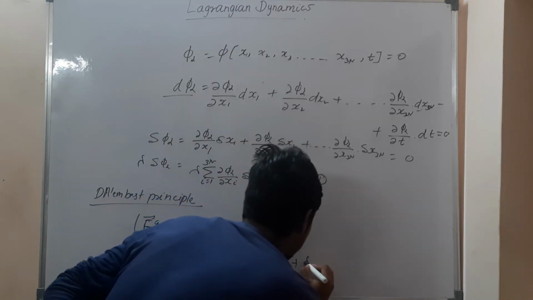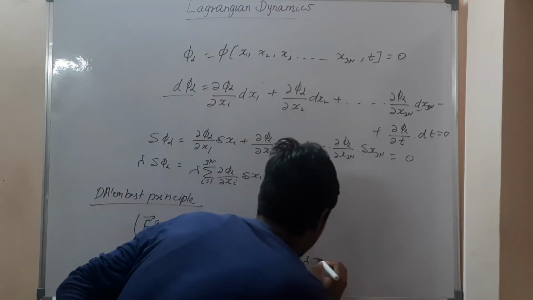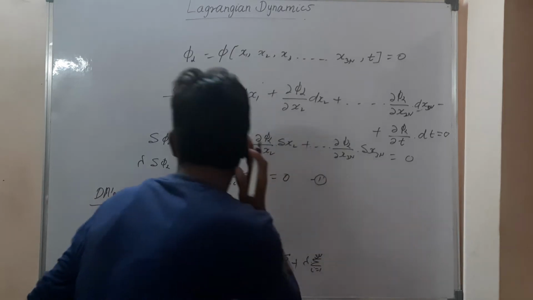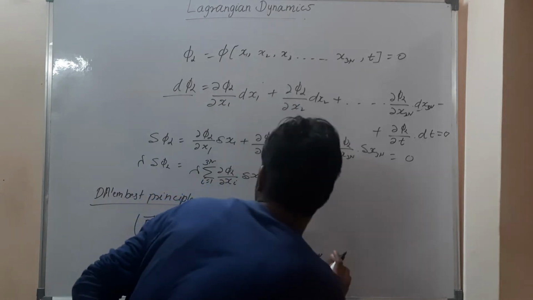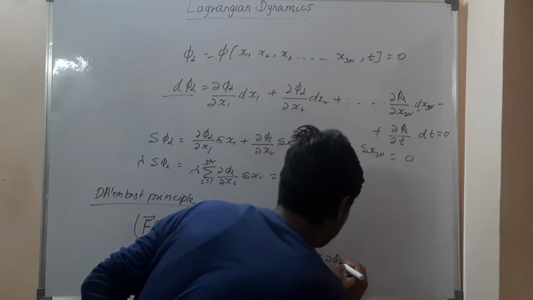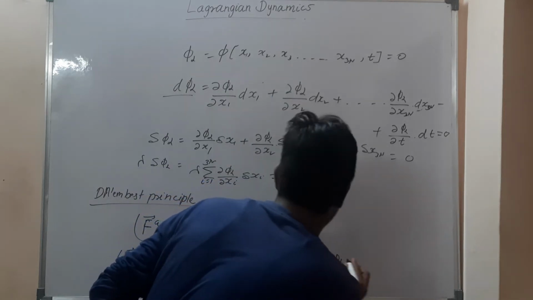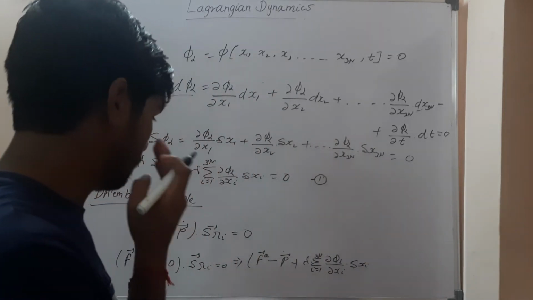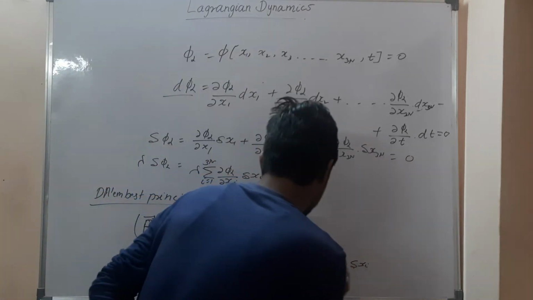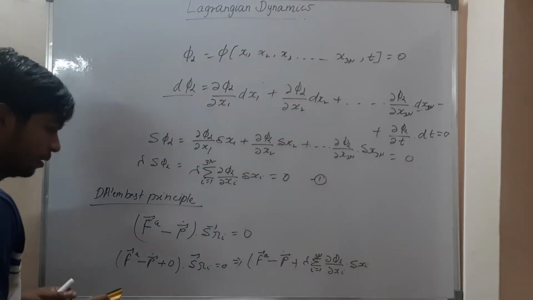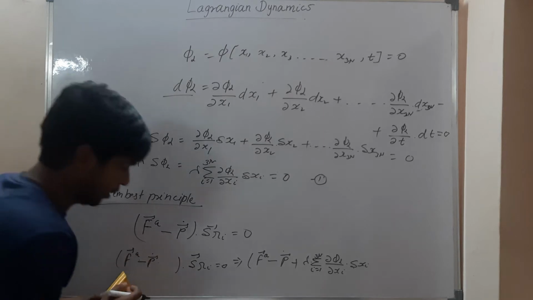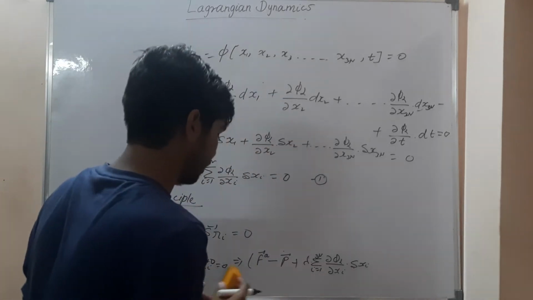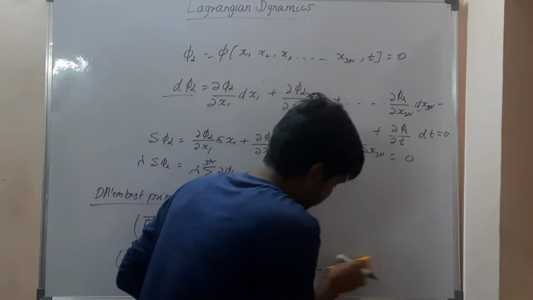See, it will be lambda, sigma i equal to 1 to 3n, del phi alpha divided by del xi. Wait, a smaller mistake, I will note it here. I will add 0 here. I can do that. So what will happen? Then after adding here, things will change like this.